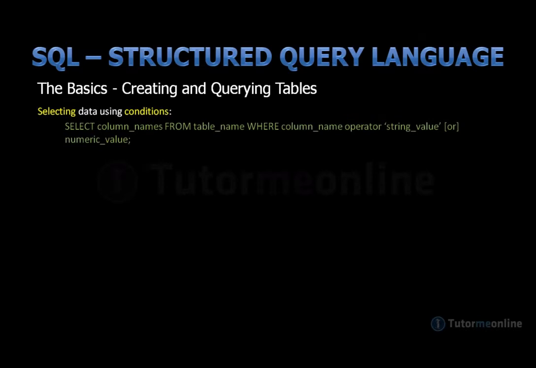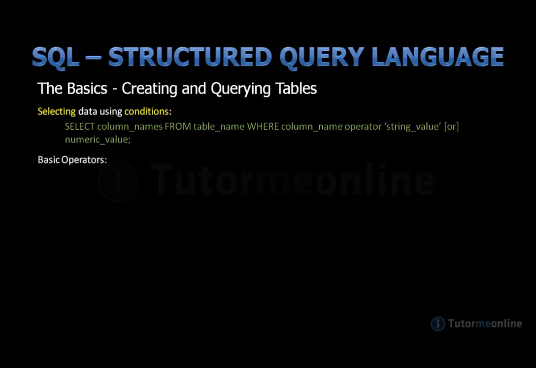Next, we'll have a look at selecting data using conditions. Now, this is where we'll use the select statement, specifying the column name we'd like to select, specifying which table to select it from, and then we'll use the where statement to say where a specific column name is equal to a value that we specify.